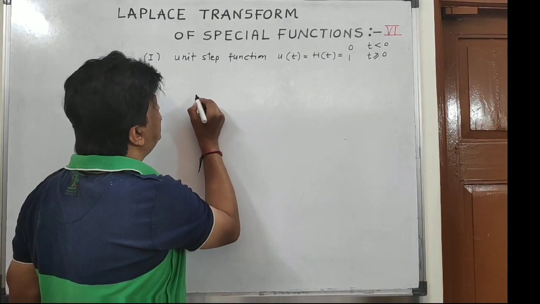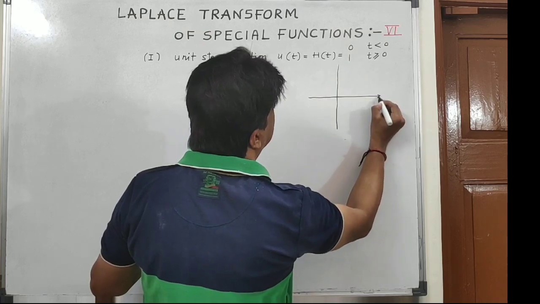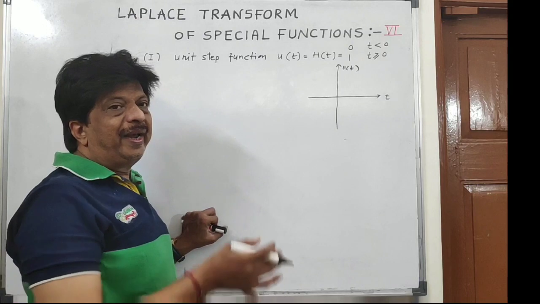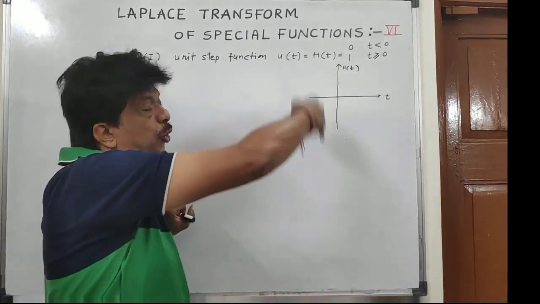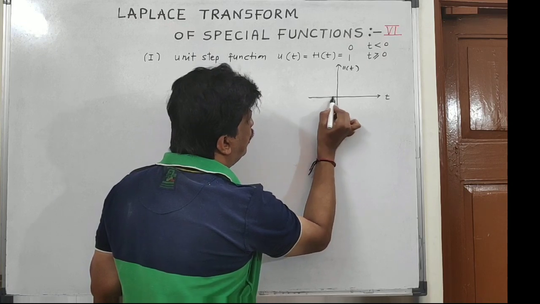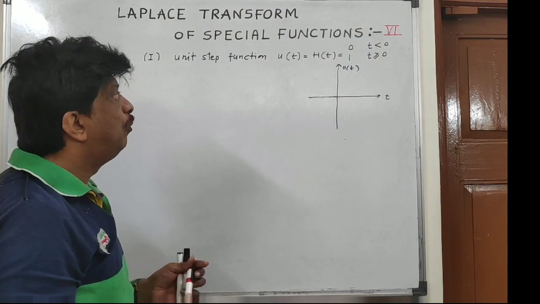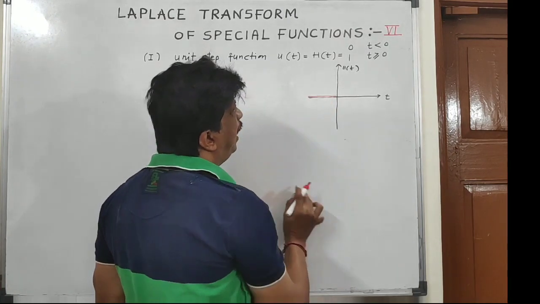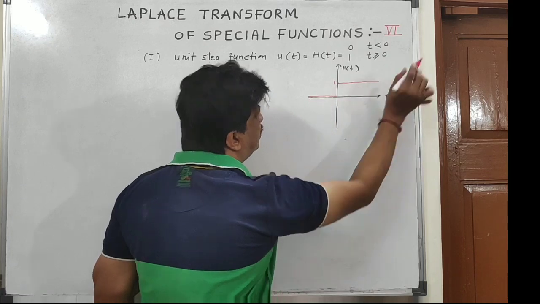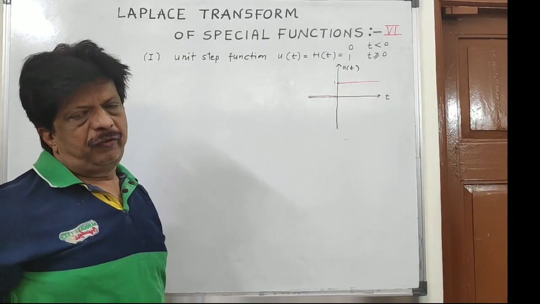If this is the t-axis and this is, say, the u of t or h of t axis, for negative t, on the left of this u of t axis, for all those values, it is 0, up to 0. And for t greater than or equal to 0 and onwards it takes the value 1, from 0 up to infinity. So that is how we plot this unit step function.